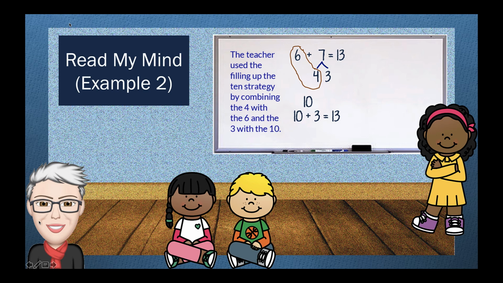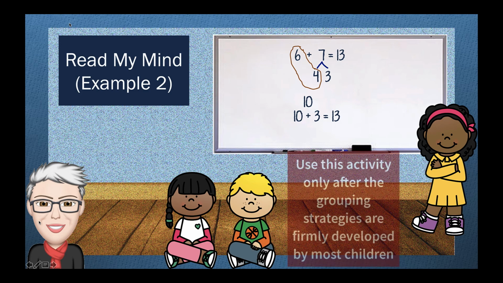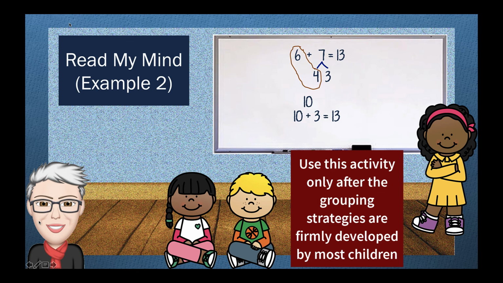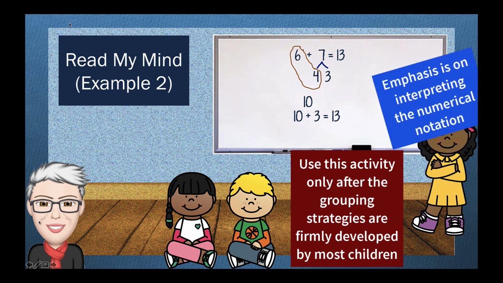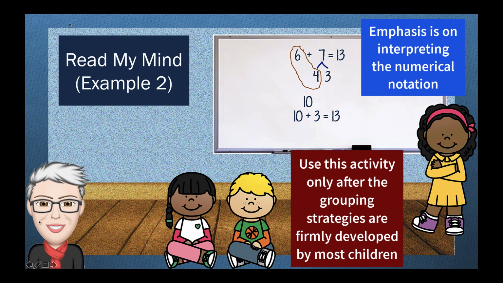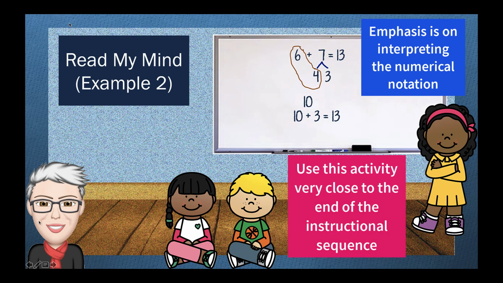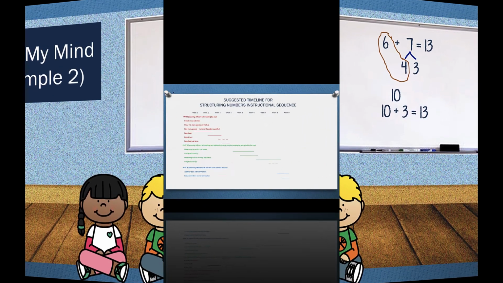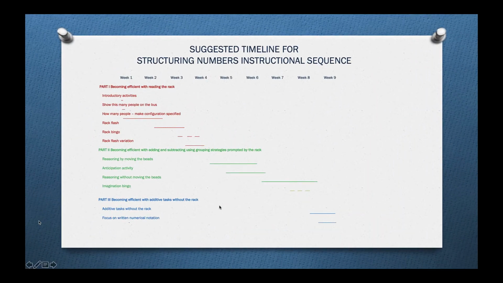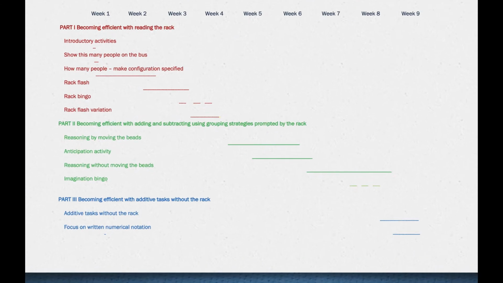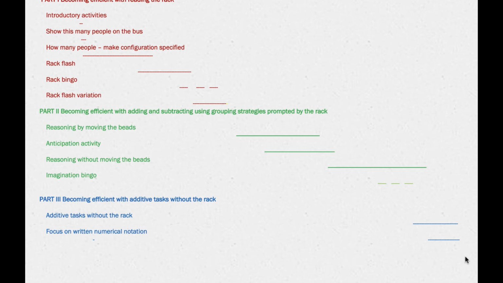The Read My Mind activity is intended to be used only after the grouping strategies are firmly developed by most children in the class. The emphasis is on interpreting the numerical notation. For this reason, we recommend that this activity be used very close to the end of the instructional sequence and only a few times. In this video, we have described in detail Part 3 of the Structuring Numbers sequence, becoming efficient with additive tasks without the rack.